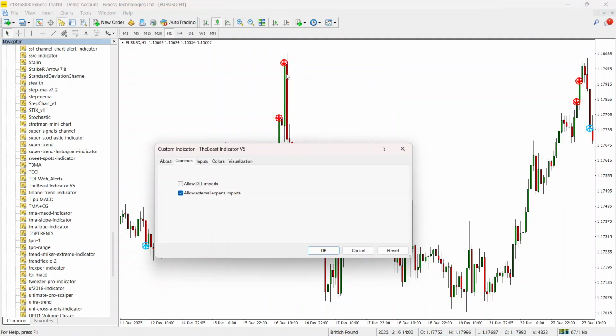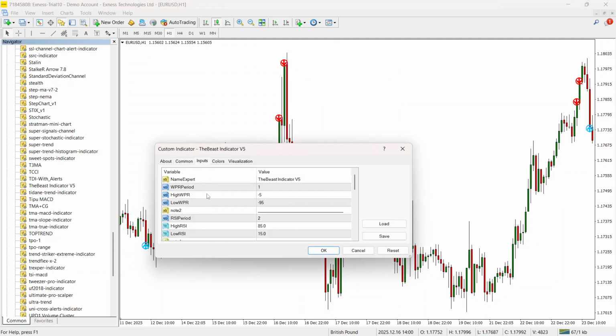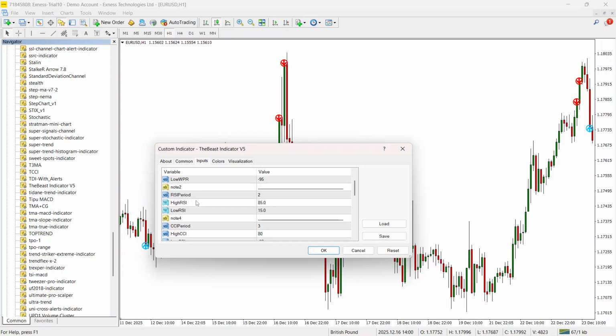The next point we'll look at is properties and inputs. We first have the WPR period that controls how many bars are used to measure where price sits within its recent high-low range, shaping how quickly WPR, also known as Williams percent range, swings between overbought and oversold. We have the high and the low. Then we have the RSI. As I mentioned before, it's a combination of the four indicators, which are WPR, RSI, CCI, and MFI.